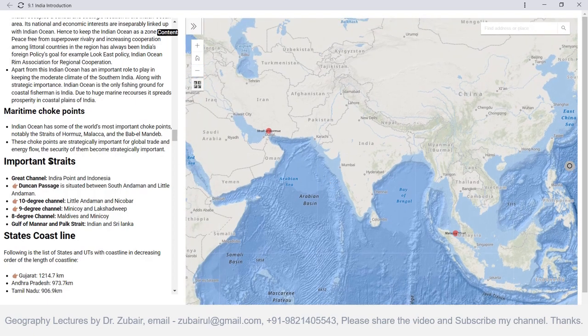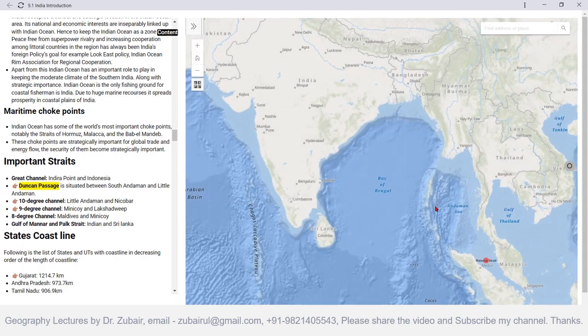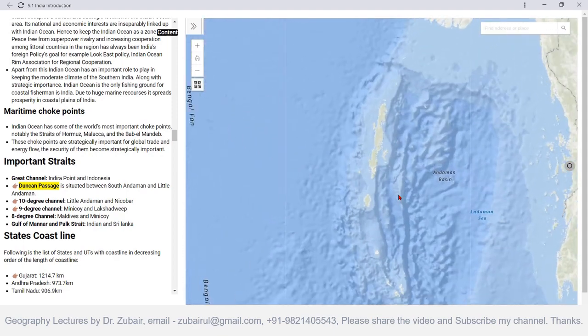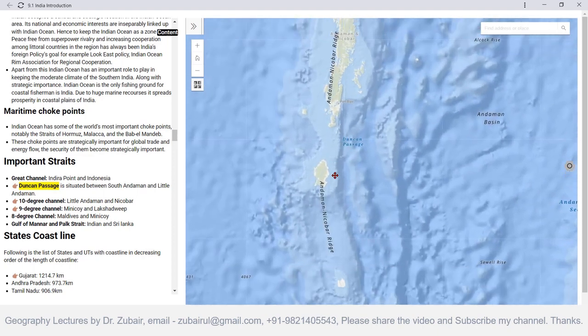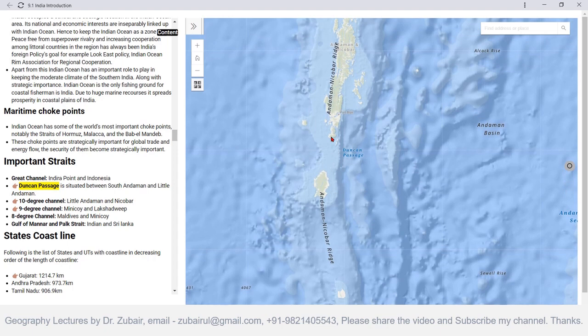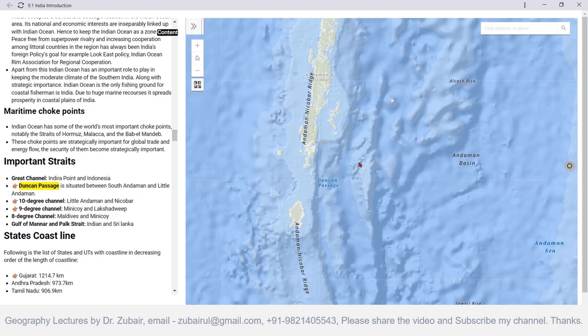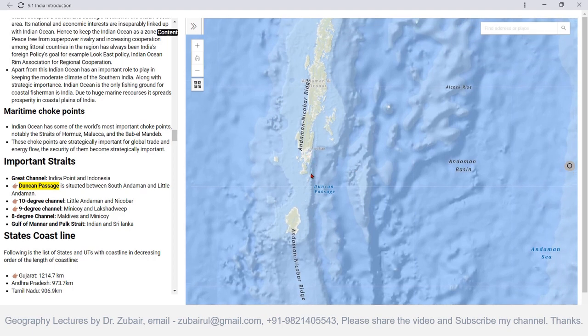And now there are some important straits. These straits are Duncan Passage here. So Duncan Passage is in Andaman Nicobar. You can see here Duncan Passage. This is the Andaman Nicobar Range here. The complete name is given here. So this is South Andaman and Little Andaman. In between South Andaman and Little Andaman, that is the Duncan Passage.